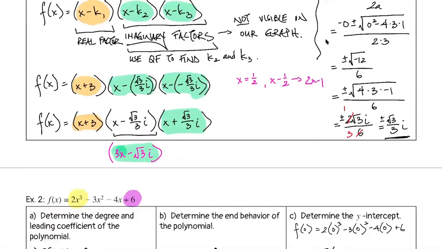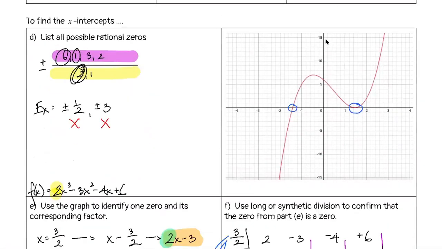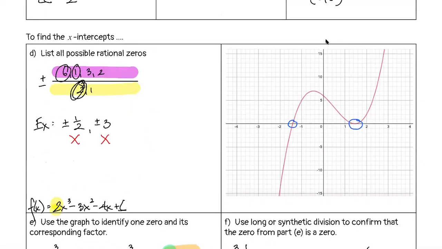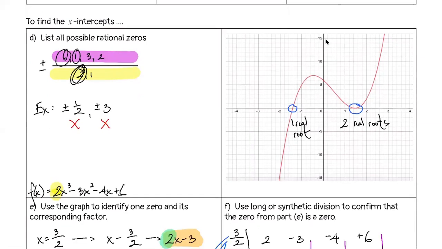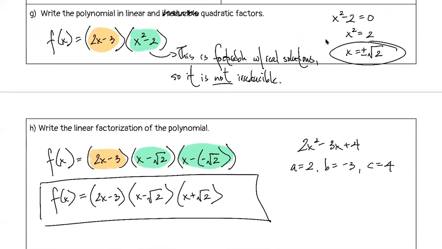In contrast, this graph is also a cubic function. So at most, this graph will cross the x-axis 3 times. And when we zoomed in, we found 1 real root here, and we had 2 real roots here. So in this polynomial, all 3 roots were real. So when we got to the end, our linear factorization did not have i's in them.